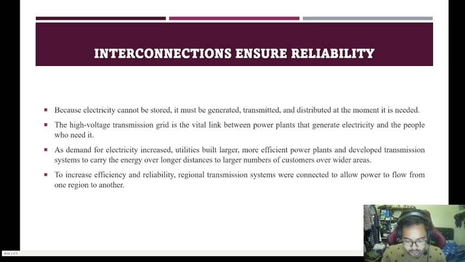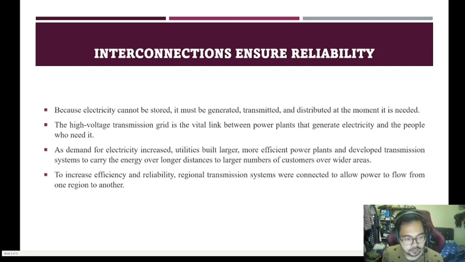In the early day of electrification, power plant were small and generated electricity for immediate areas. As demand for electricity increased, utility built larger, more efficient power plants and developed transmission system to carry the energy over longer distance to larger numbers of customers over wider areas.